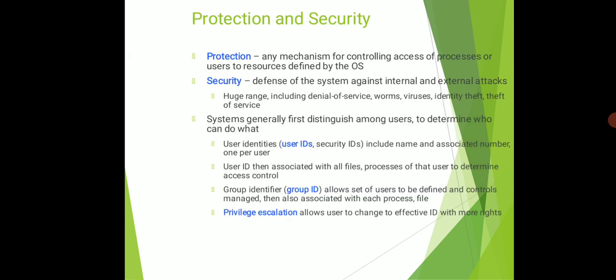This is the protection and security part. It is a mechanism for controlling access of processes, and it gives security against external attacks. Systems generally first distinguish among users to determine who can do what. User identifiers, user ID and security IDs, include a name and an associated number, one per user. The user ID should be associated with all files and processes of that user to determine access control. Group identifier, group ID. The last one is privilege escalation.